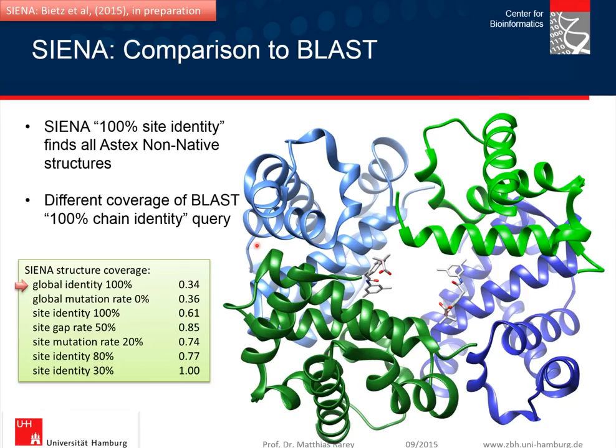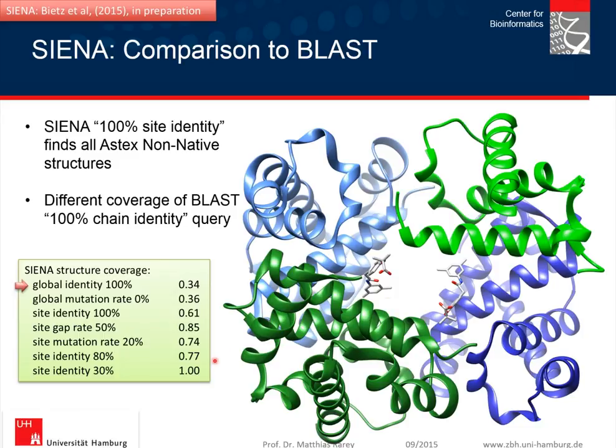Here you basically have one test scenario, a hemoglobin structure, and the things you find. So we look at BLAST first and we search for 100% chain identity, and then we see what we find when we use SIENA, to show you that it's not just a question of the numbers, it's also a question of the structures you retrieve.